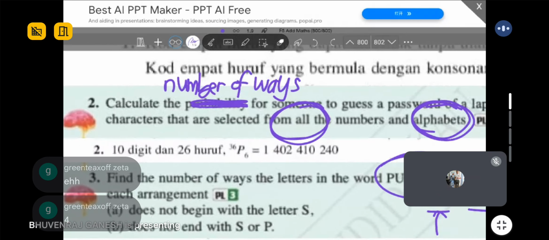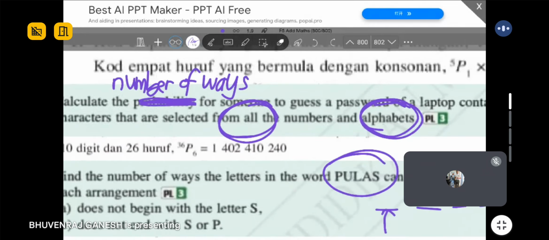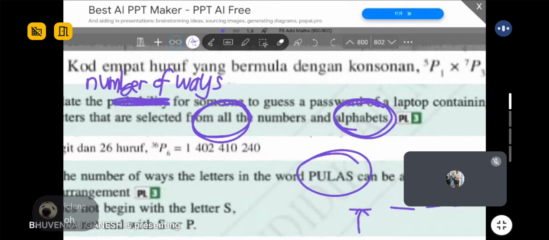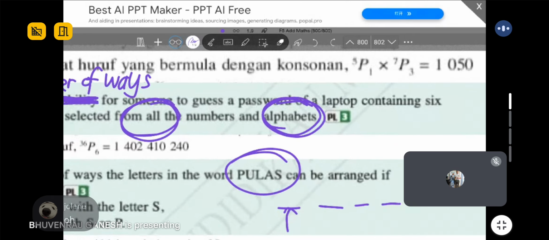One. Guys, they say does not begin with letter S. Tak boleh mula dengan huruf S. So total kamu ada 5. So means that minus 1 lah. So 5 minus 1, you have 4 in total. Okay? Correct. So for the next position, how many possible do I have?